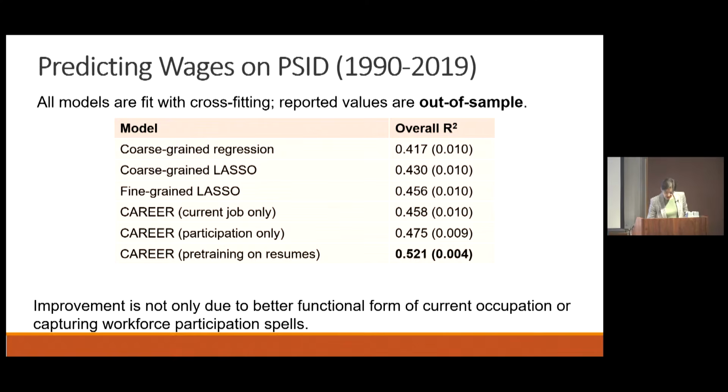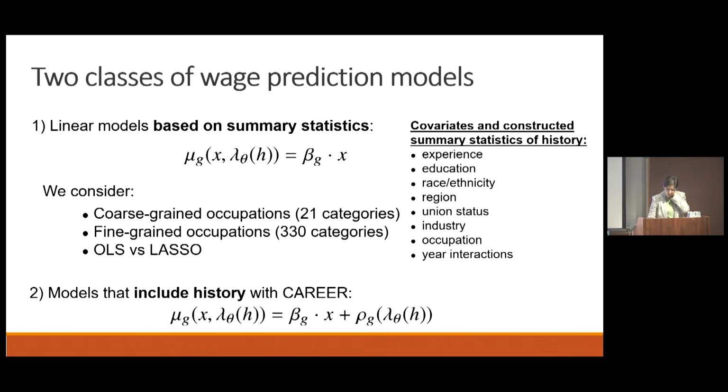Okay. Susan? Yep. What happens if you do CAREER but without including the economist's traditional controls? That is a good question. I didn't really show you this, but here we have them in linearly. We also, in some versions, put them in as part of the neural network. They're doing some work, but you could do it. It's a good question, actually.